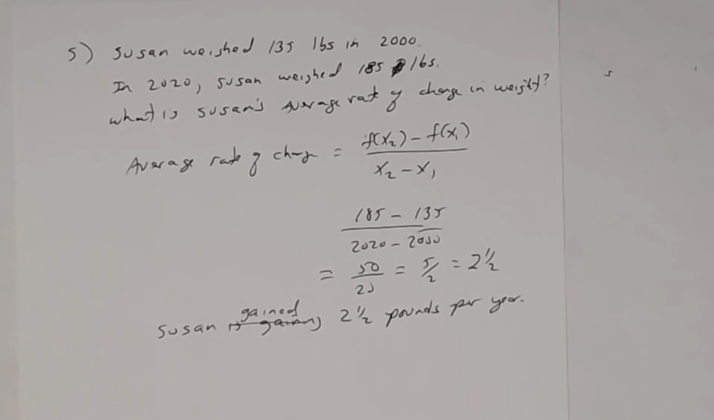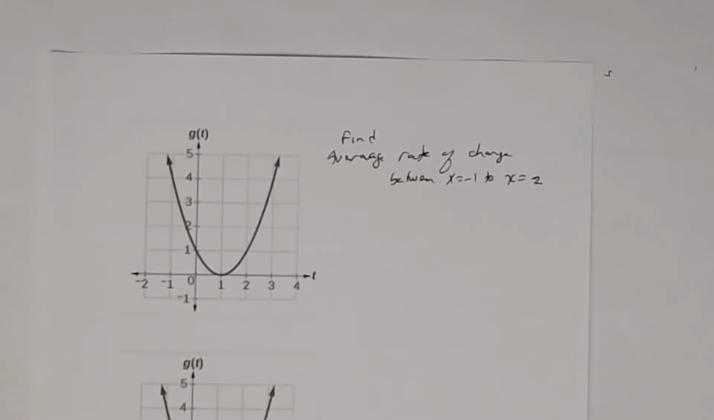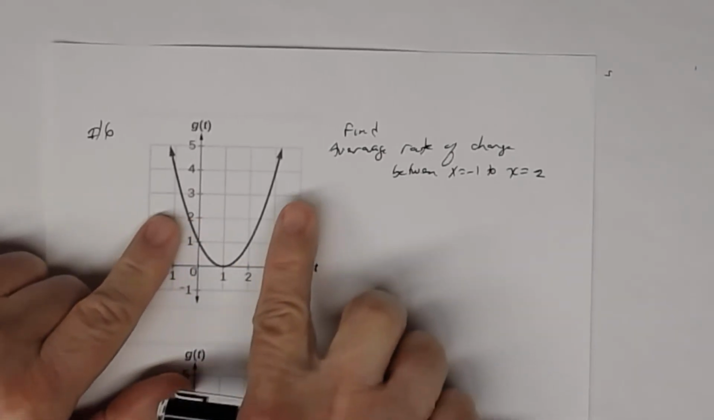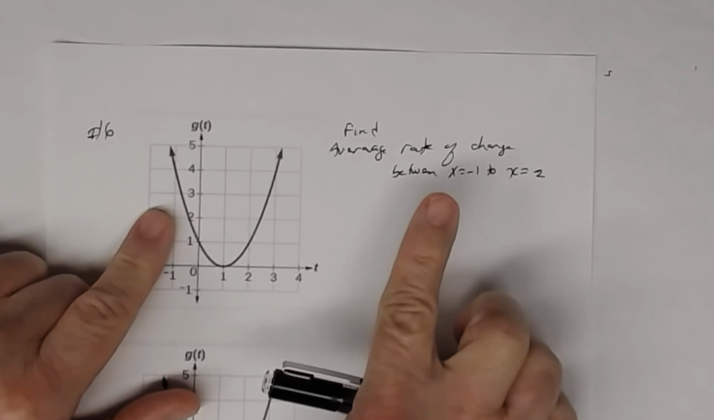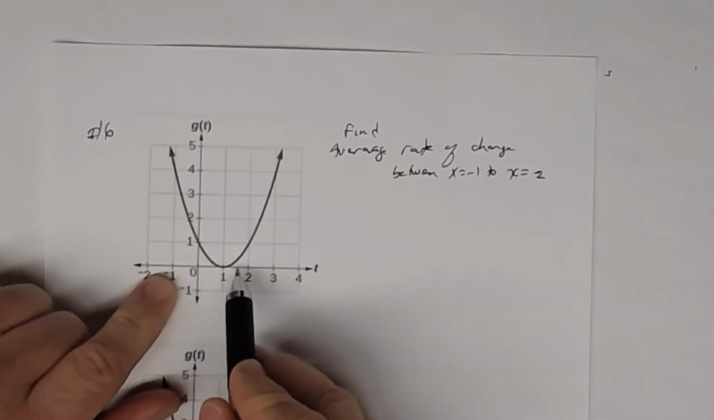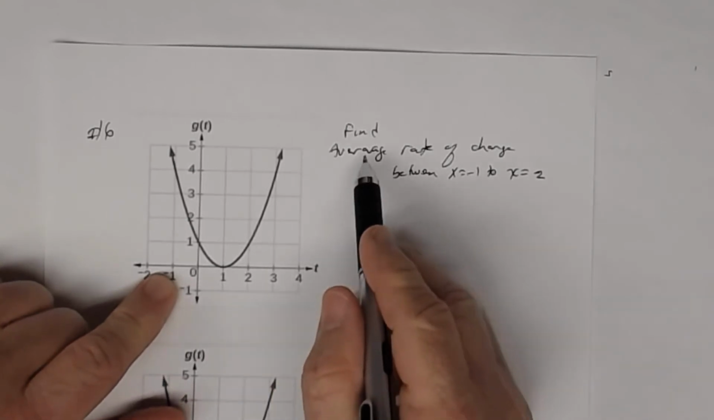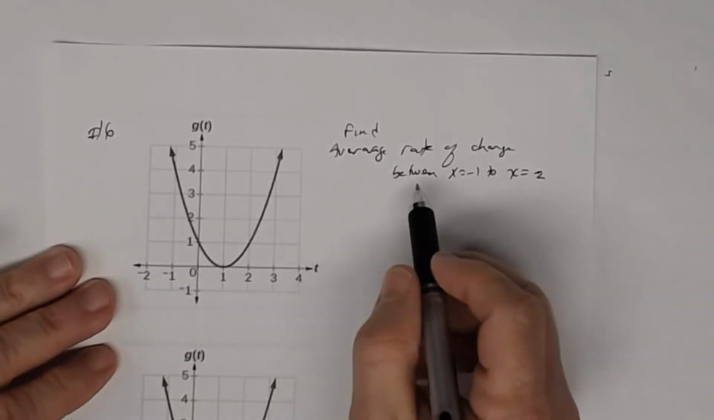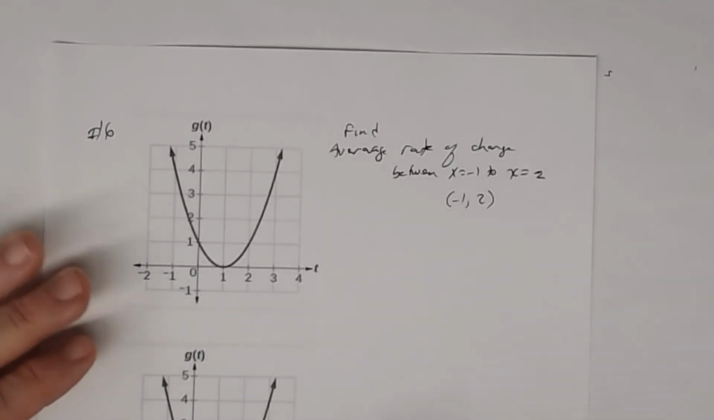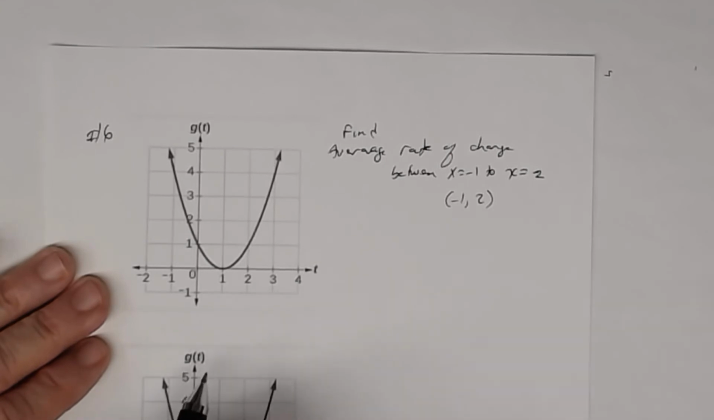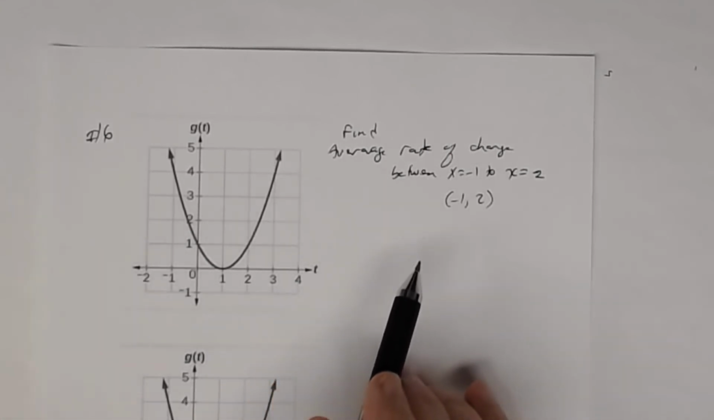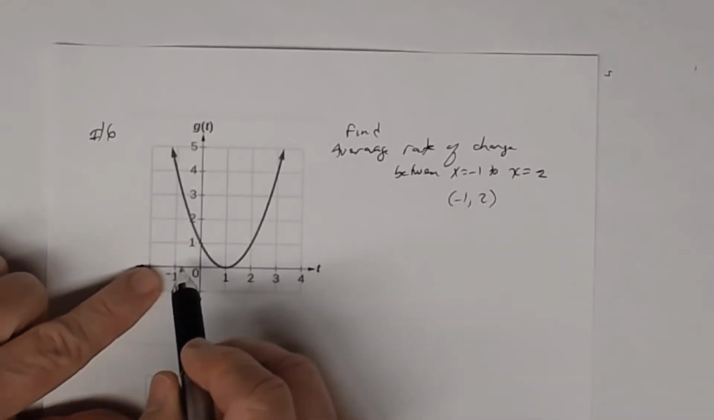Now let's look at number 6. You're given the graph of this function, and the question is, what is the average rate of change between x equal -1 and x equal 2? In previous examples, it would have said something like, find the average rate of change between -1 and 2. Same thing. Remember, the average rate of change is the slope of that line.